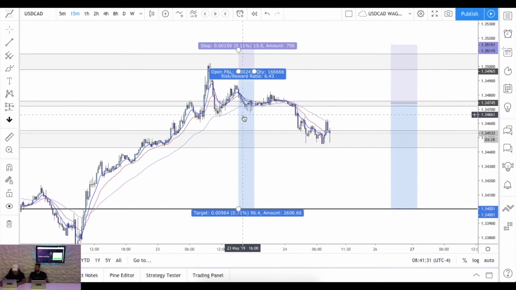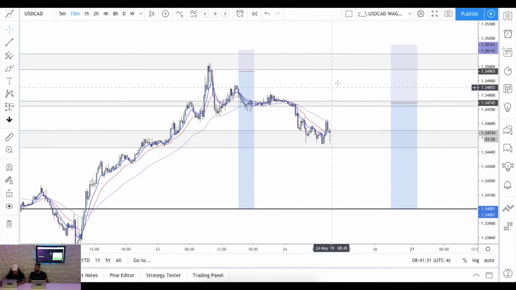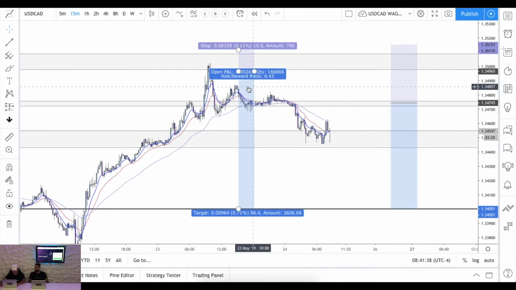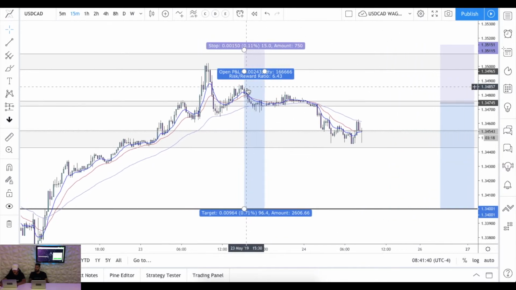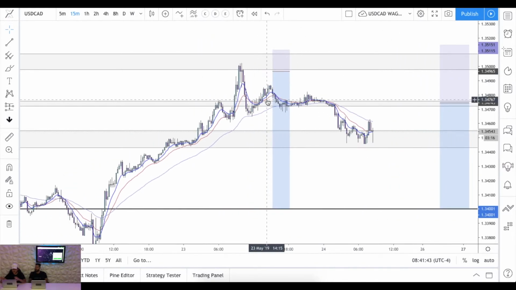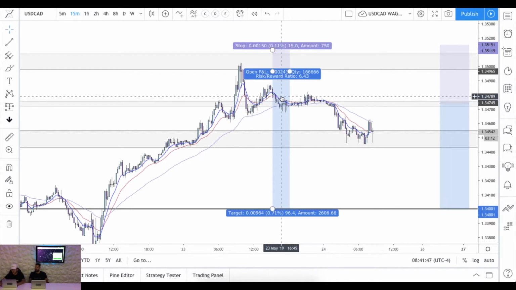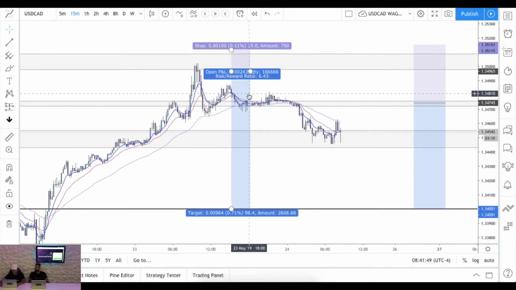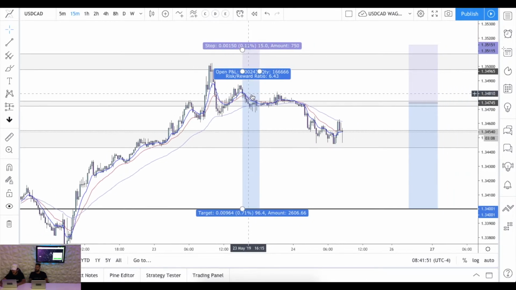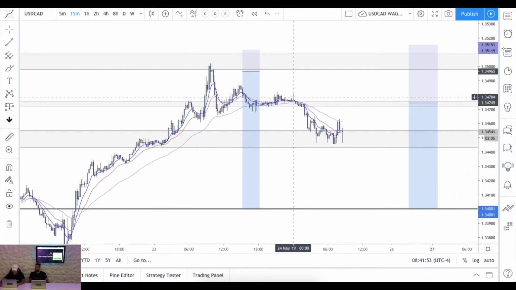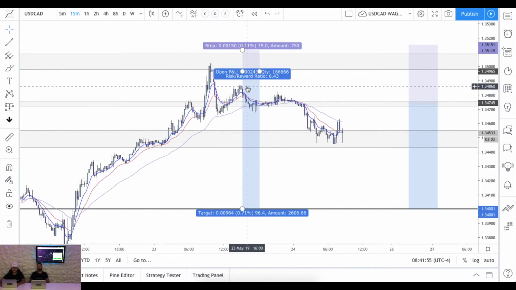Okay, so you can see now that our 4-hour entry would have been a 1.83 risk reward, and our 15-minute time frame entry, purely and mainly based off higher time frames, would give us a 6.43 risk reward. And remember that the smaller your stop loss, the bigger your lot size.